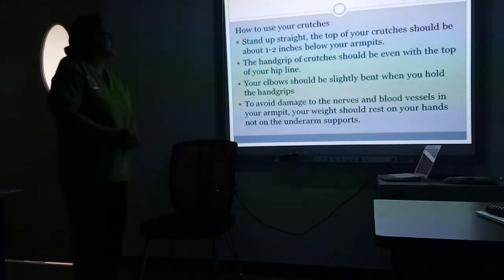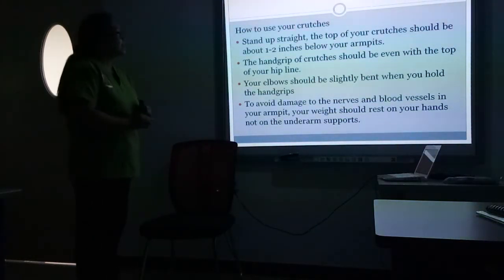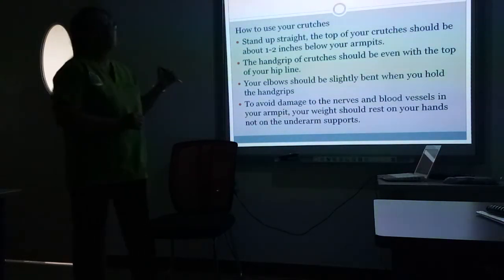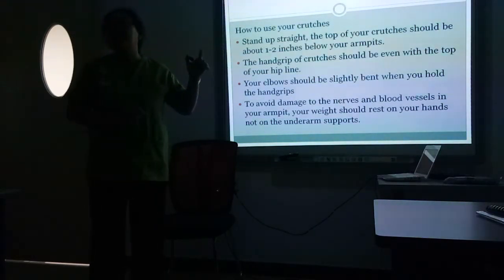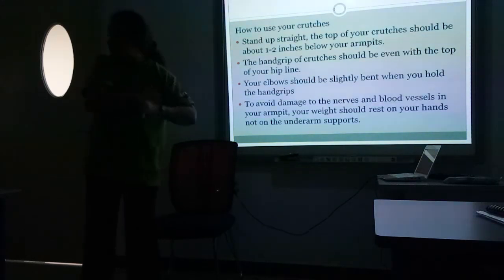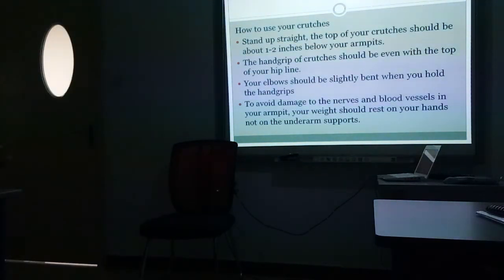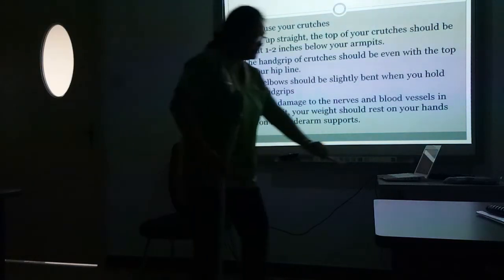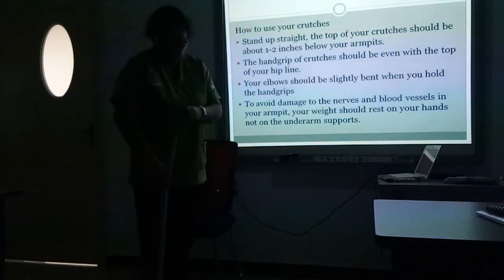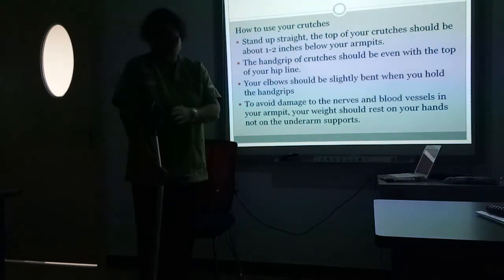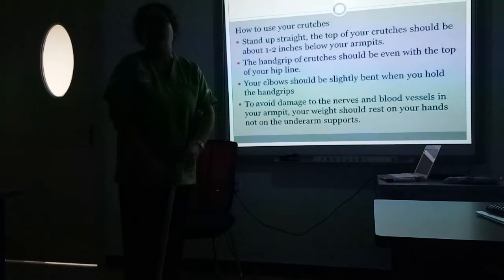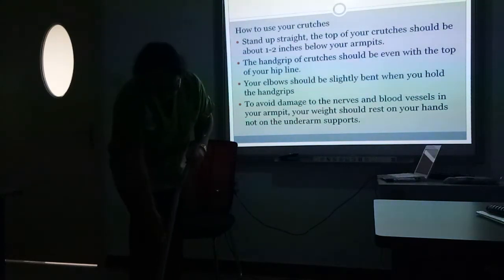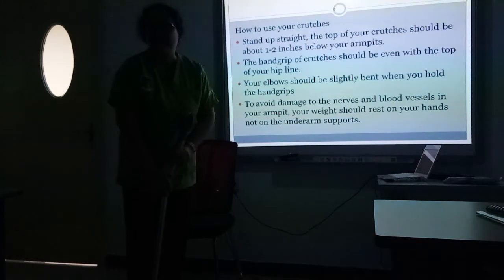Okay, how to use crutches ito. Stand up straight. At the top of your crutches should be about 1 to 2 inches below your armpits. Ito yung what? Under or forearm yung saklay. Okay? Pag kayo the size of the crutches, di ba ito? This can be measured and adjust. Okay?